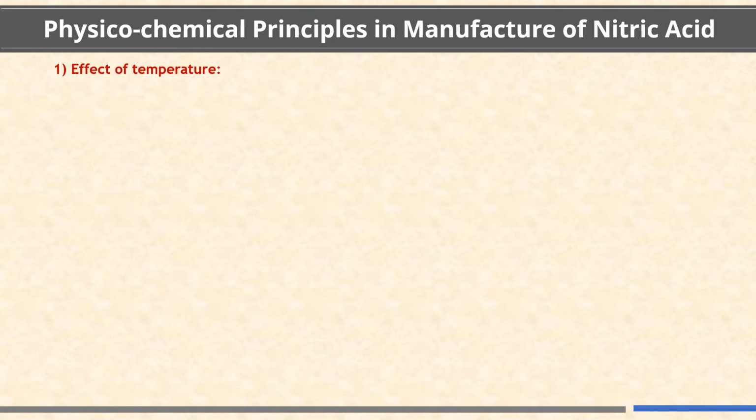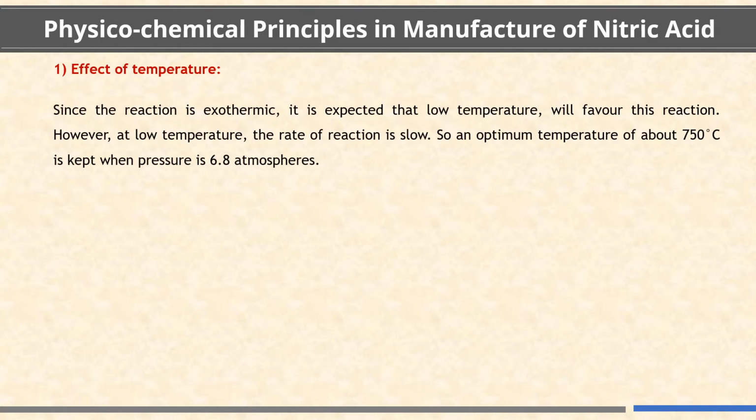Let us consider the effect of temperature on the oxidation of ammonia to nitric oxide. Since the reaction is exothermic, it is expected that low temperature will favor this reaction. However, at lower temperature, the rate of reaction is slow. So, an optimum temperature of about 750 degrees Celsius is kept when pressure is 6.8 atmospheres.